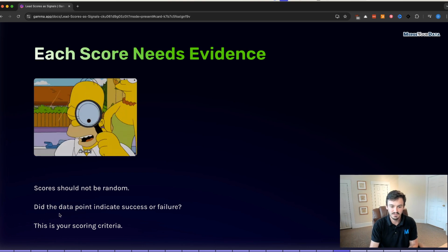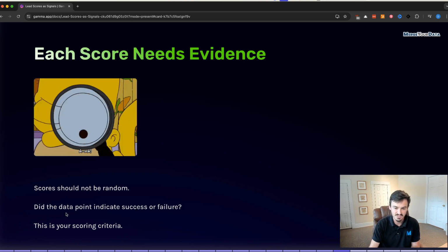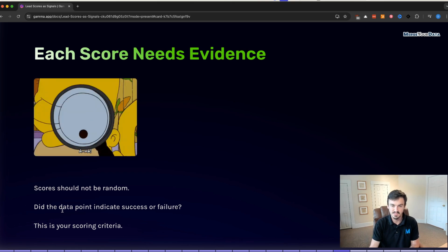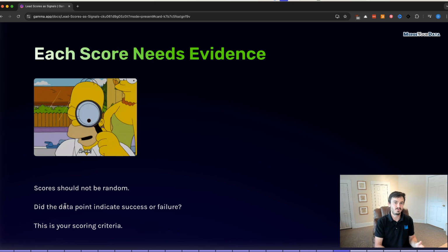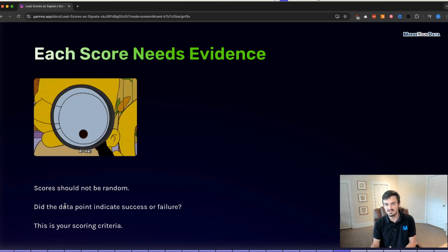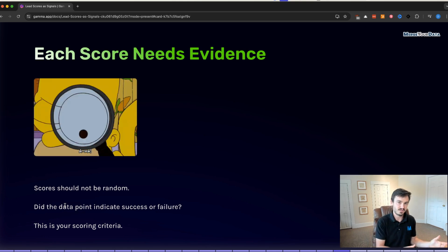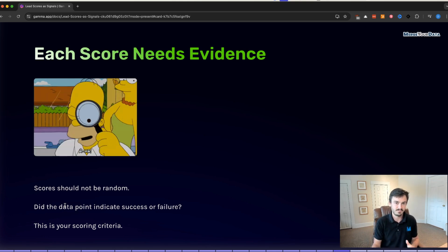So score should not be random. Did the data point indicate success or failure? This is your scoring criteria. So same thing we've been talking about. See if that data point is leading to something, if it's a signal. If it is, then you should include it in your score. It shouldn't just be randomly selected.